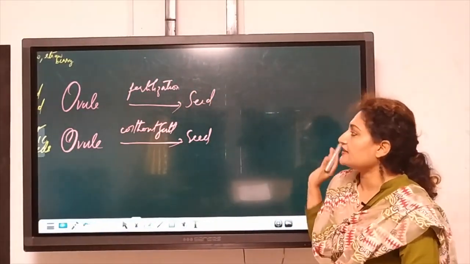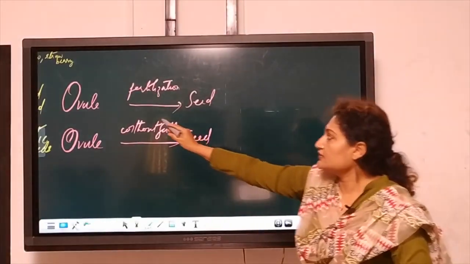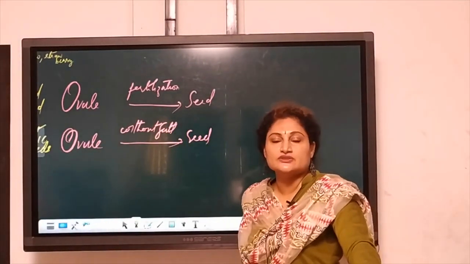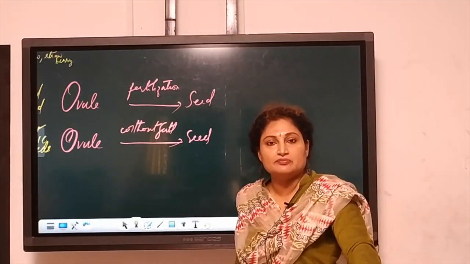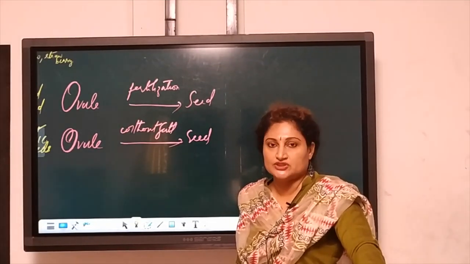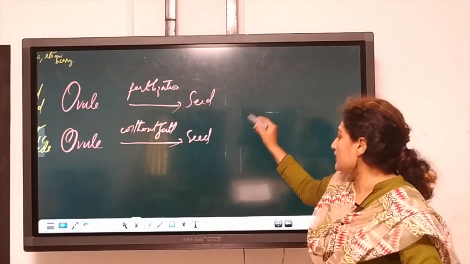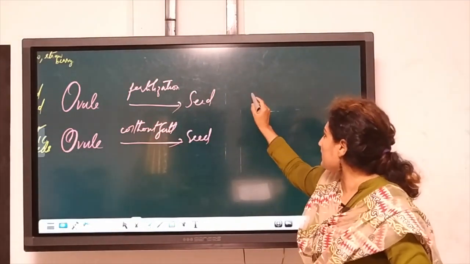In both the cases there is an embryo. See, the first case definitely we know, because embryo is a product of the fusion of male gamete and female gamete, definitely an embryo is formed. So there we know the presence of an embryo. So here we have an embryo.